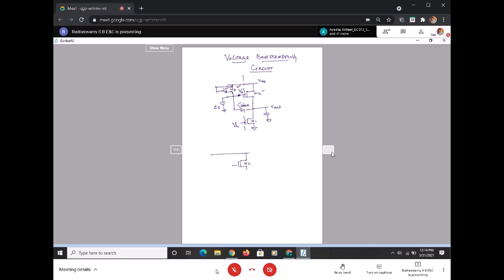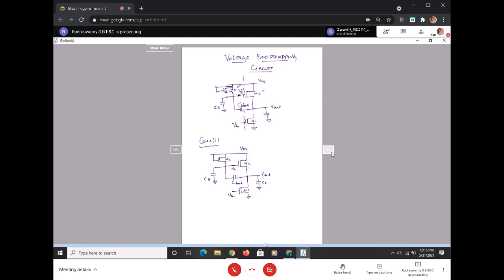This is still M2. This is Vx. This is M3. This is VDD. This is my V in. This is M1. This is my V out. This is CL I take. And this is my C boot. And then I have another capacitance. This is my case 1.